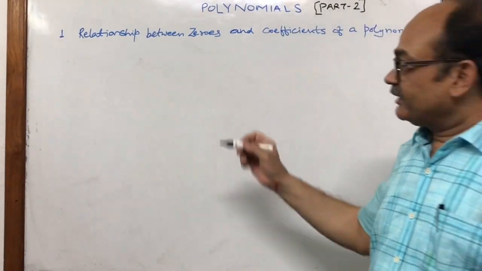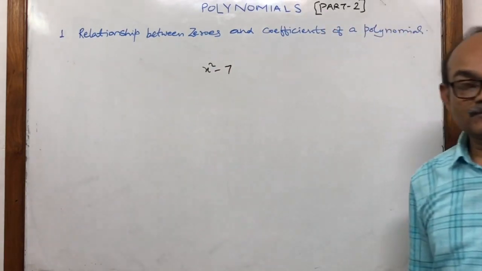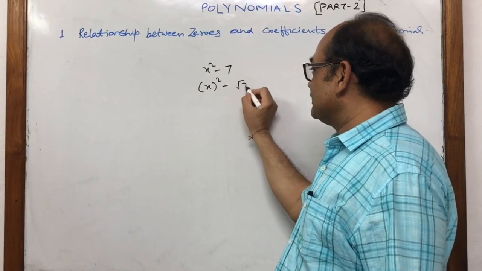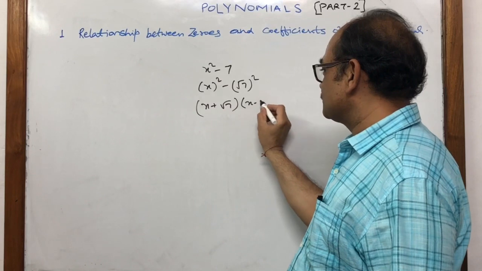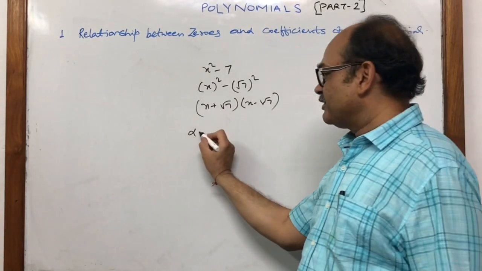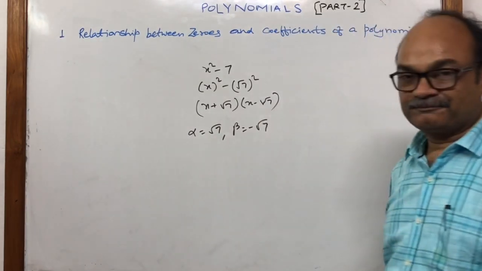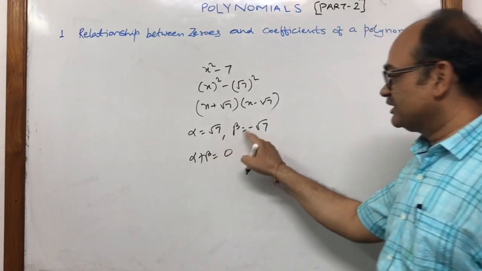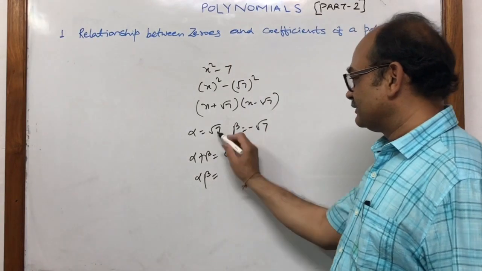Say x square minus 7. How do we factorize? A square minus b square. Factors: x plus root 7, x minus root 7. Zeros of the polynomial: alpha is root 7, then beta is minus root 7. Sum of the zeros, add these two, 0. And product of the zeros, minus 7.